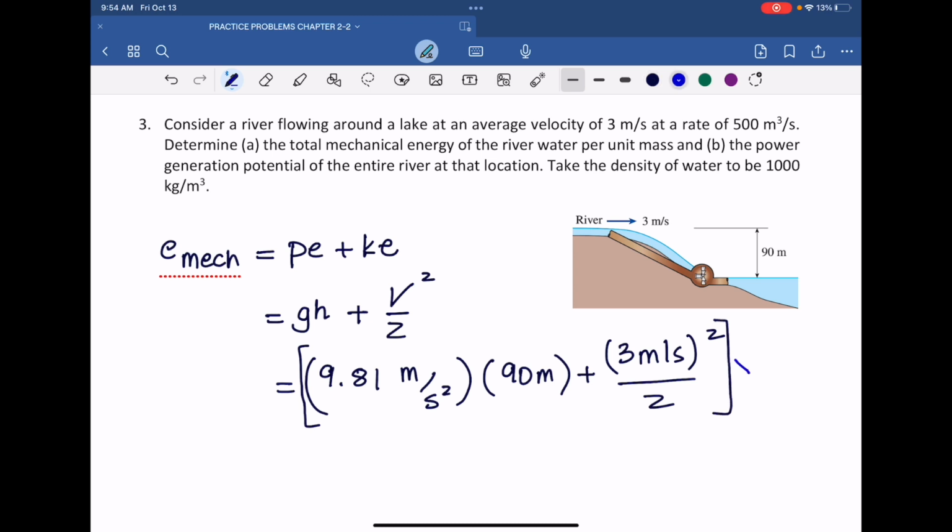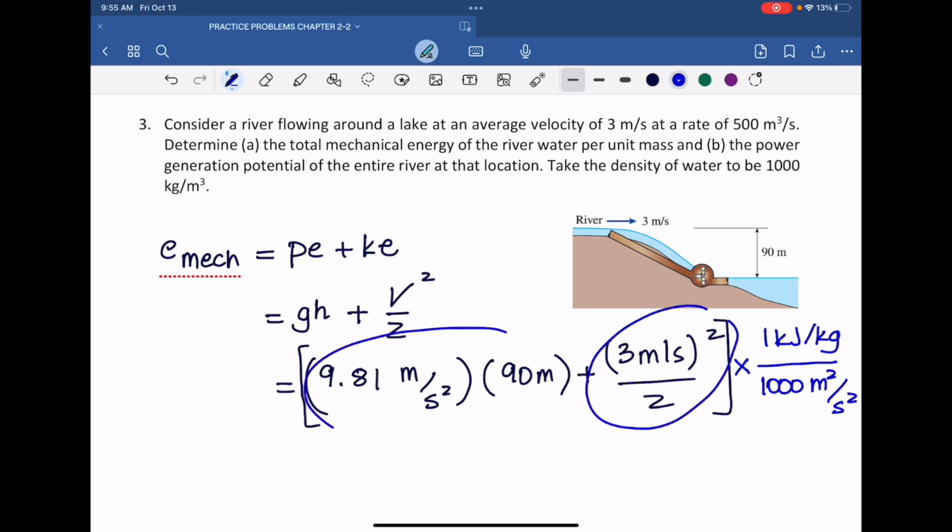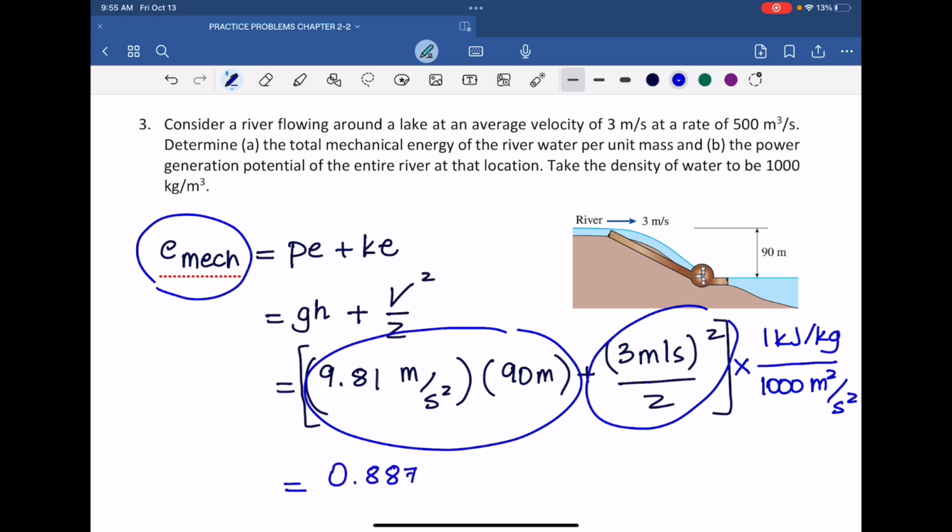This has to be multiplied by a unity conversion ratio, because we know 1 kilojoule per kilogram is equal to 1000 meters squared per second squared. Our units are going to be meters squared per second squared, but mechanical energy per unit mass has a unit of kilojoule per kilogram. So this will help us to get the correct unit. Now, this is the first part.